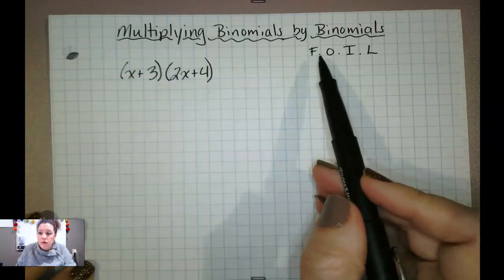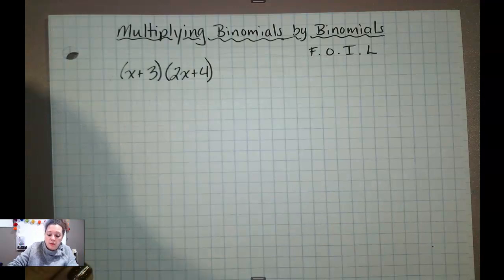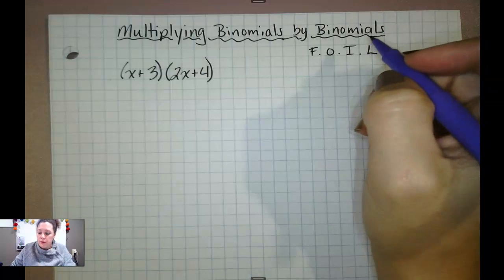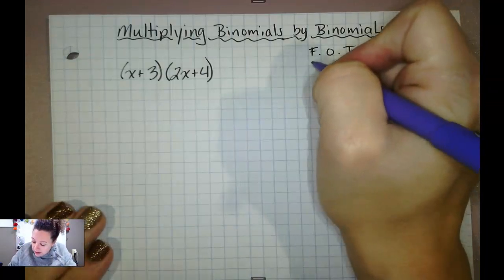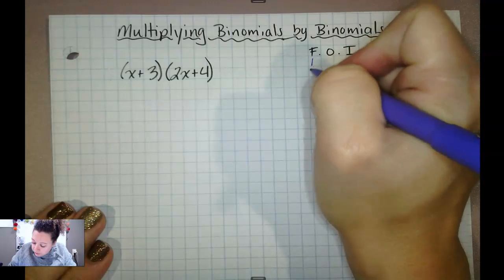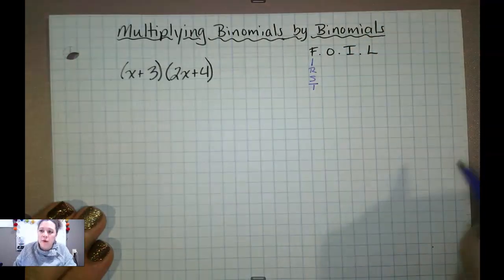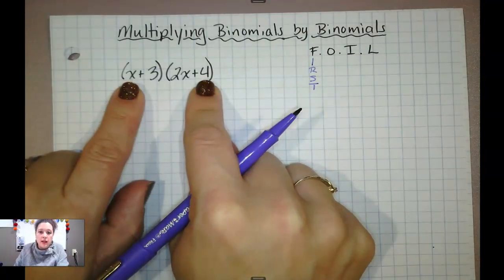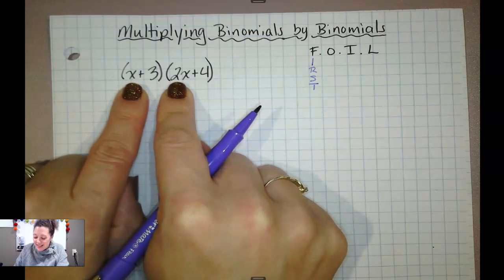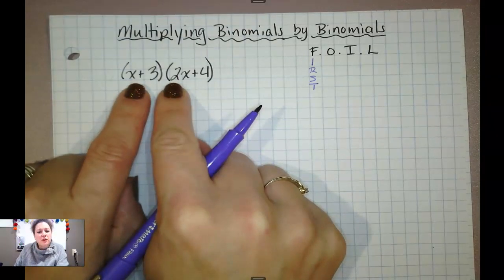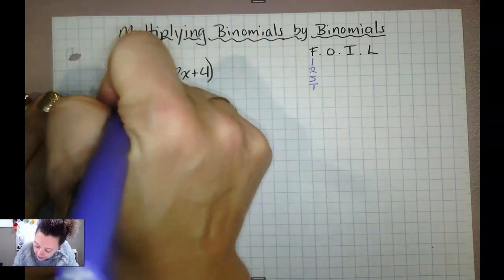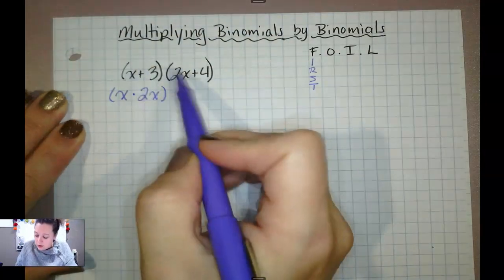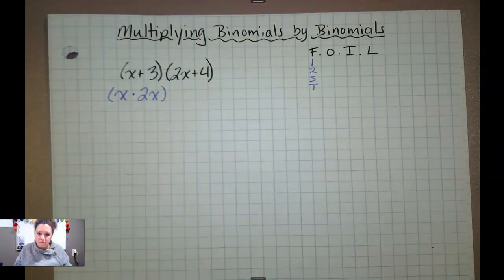So this acronym FOIL comes into play, and it helps us remember the steps that we need to do. Each letter means something. F stands for first. It helps us remember that we first need to multiply the first terms within the polynomials. Looking at this, I'm talking about x and 2x. Those are the first two terms. So I'm going to take x and multiply it by 2x. These two first terms are going to get multiplied together.